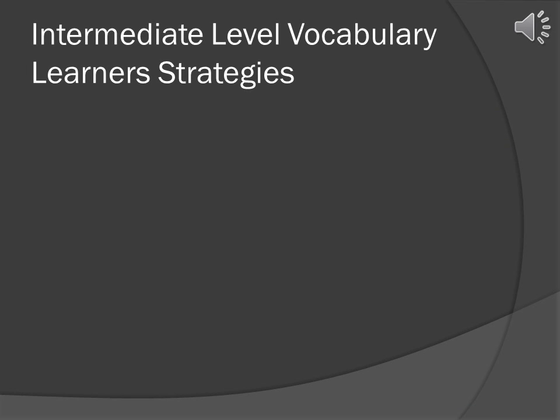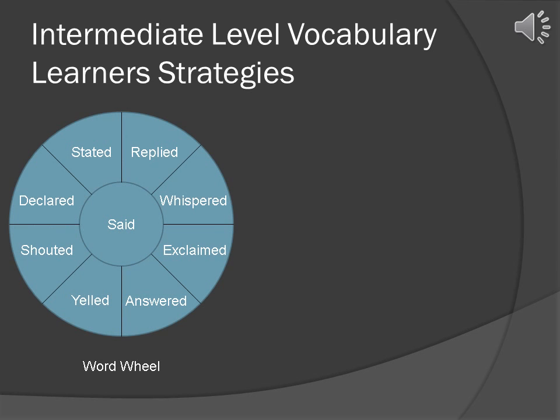There are several strategies that can be used for intermediate level learners. Here we have a word wheel. You start with a word in the center and have the students think of synonyms or antonyms to fill the spaces around the outside of the wheel. In this example, we start with the word said. There are several synonyms for this word. Some of them are stated, replied, whispered, exclaimed, answered, yelled, shouted, and declared.